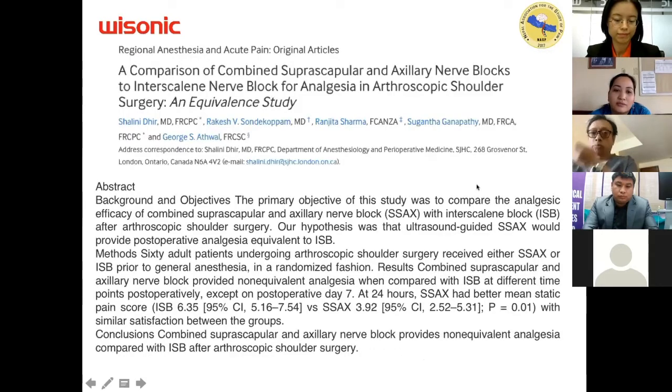You identify the posterior circumflex humeral artery, and then you inject around it to block the axillary nerve. In another study, they compared the combination of suprascapular and axillary nerve blocks to interscalene nerve block for analgesia in arthroscopic shoulder surgery. This study showed that combining suprascapular and axillary nerve blocks provides very good analgesia, comparable with the interscalene block after arthroscopic shoulder surgery. So this can be good information for us to incorporate into our chronic pain practice as well.